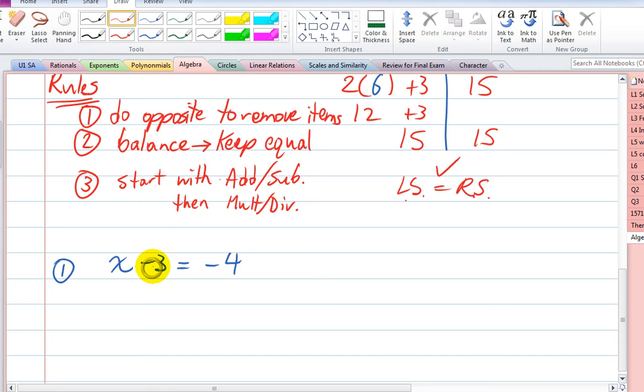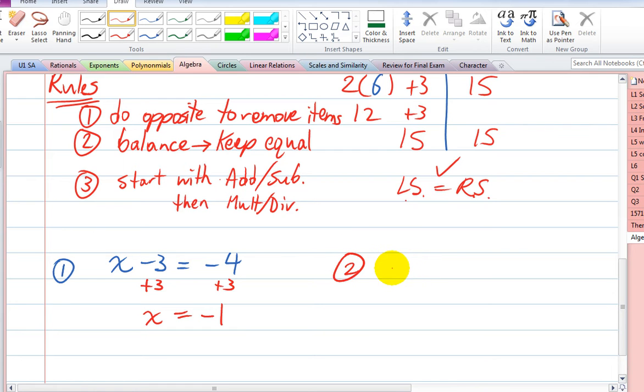What do you want to get rid of, folks? The minus 3, so we should add 3. Do that to both sides. And so what are we left with? X equals negative 1. Okay.